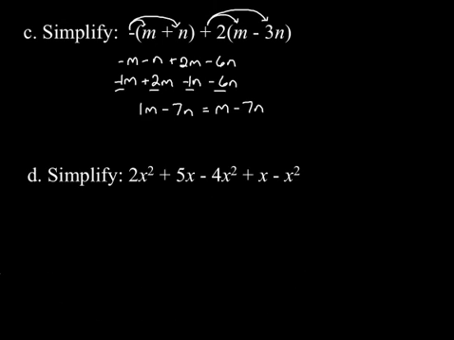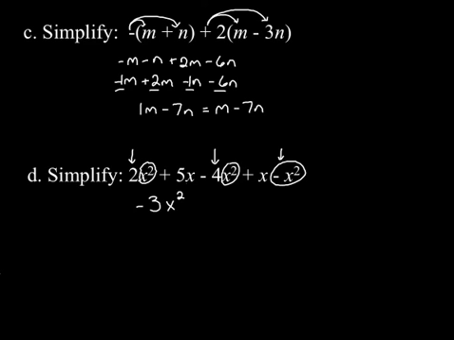And for this one, again, let's just check our like terms. We've got x squared, another x squared, and finally another x squared. So let's add the coefficients. 2 minus 4 minus 1. 2 minus 4 is negative 2, minus 1 more is negative 3, and we keep that x squared.